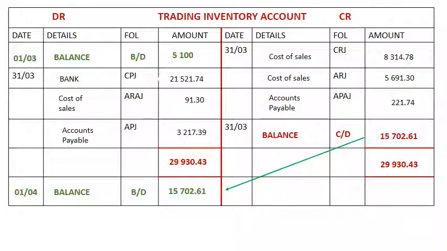This process of balancing and closing off will be done for all accounts classified as assets, owner's equity, and liabilities. Expenses and income accounts are closed off using a different process. In the next lecture, we will differentiate between real accounts and nominal accounts.